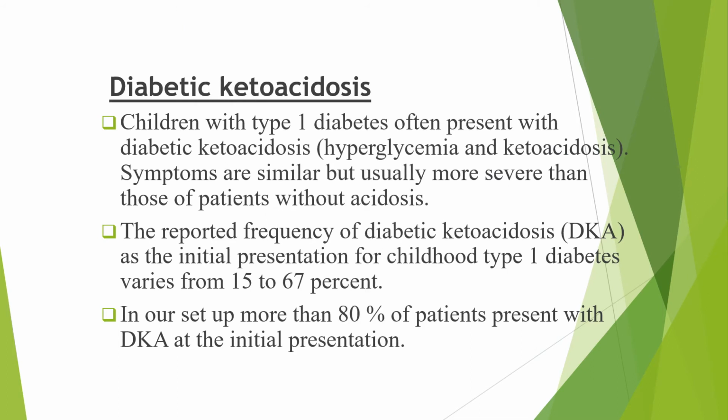The second clinical presentation of type 1 diabetes in children is diabetic ketoacidosis. Children with type 1 diabetes often present with diabetic ketoacidosis, that means hyperglycemia with ketoacidosis, and the symptoms are similar, but they are usually more severe than those of a patient without acidosis. The reported frequency of diabetic ketoacidosis at the initial presentation for childhood type 1 diabetes varies from 50 to 67%, based on literature and also the area of study. In our setup, in our country, more than 80% of patients present with DKA at the initial presentation.